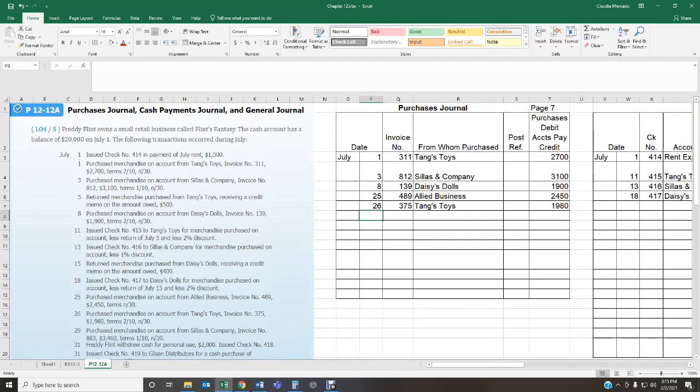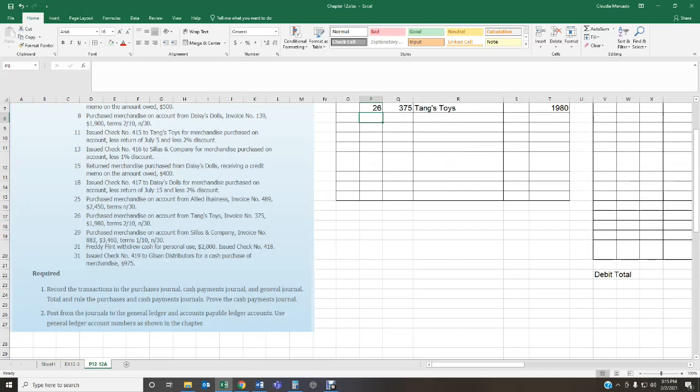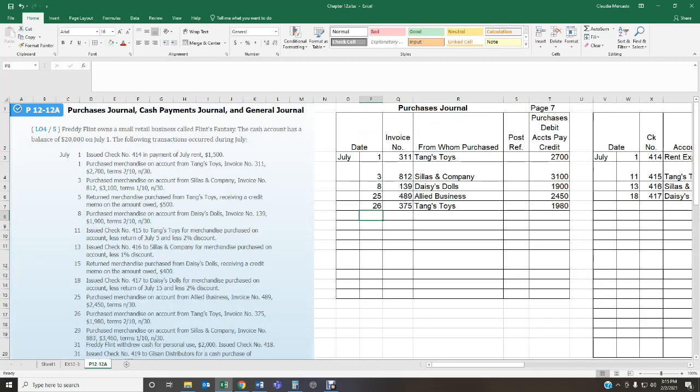Did I do the 26th? Yes. On the 29th, we purchased merchandise on account from CS & Company, invoice number 883 for $3,460, terms 1/10, net 30. So once again, we're purchasing more merchandise. That goes under your purchases journal. Okay. So that's happening on the 29th.